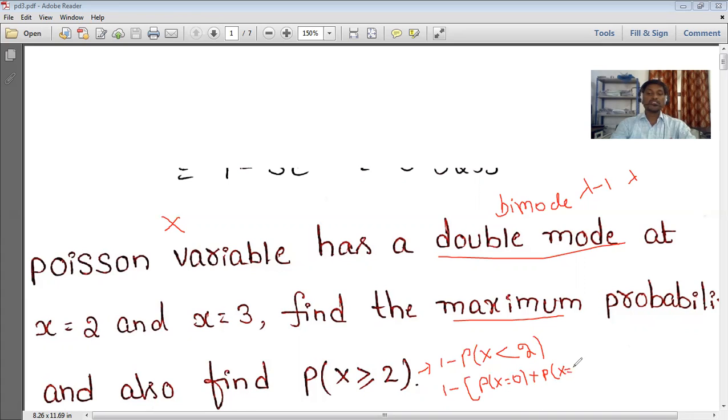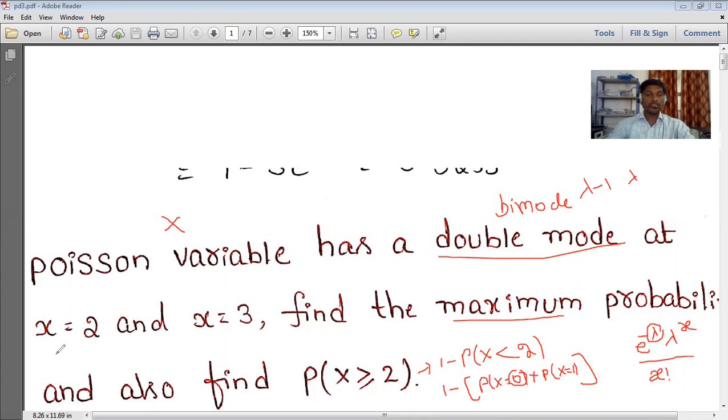Here they already mentioned this is a Poisson distribution, so obviously the formula we have to apply is e power minus lambda, lambda power x by x factorial. In place of x we have 0 and 1. Next we are going to calculate lambda. For that, they gave that it has a double mode at x equal to 2 and x equal to 3.